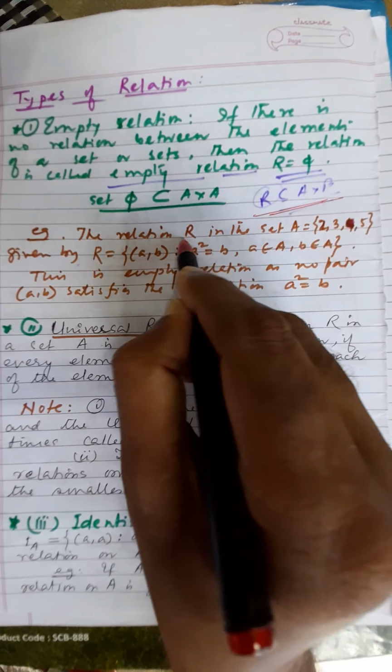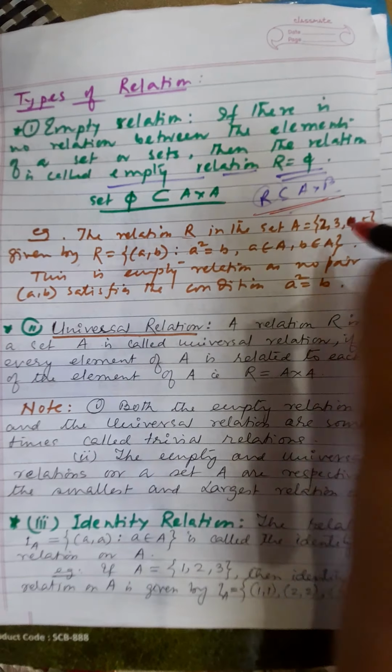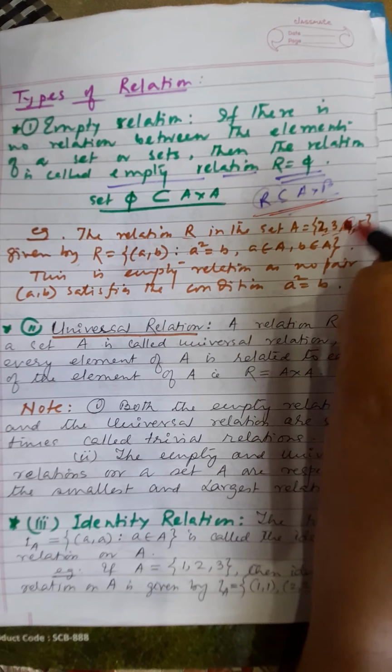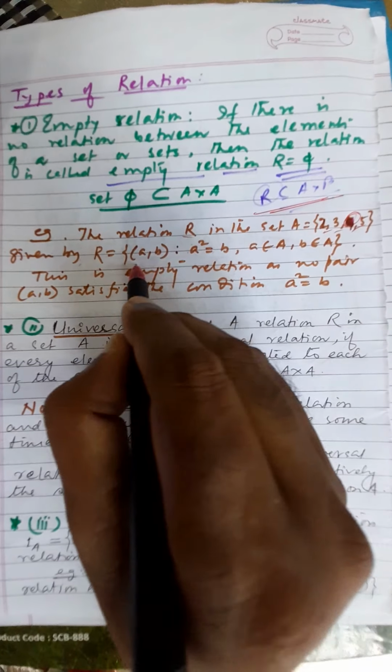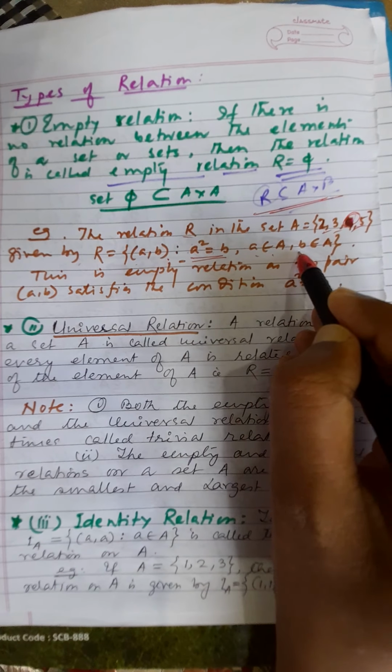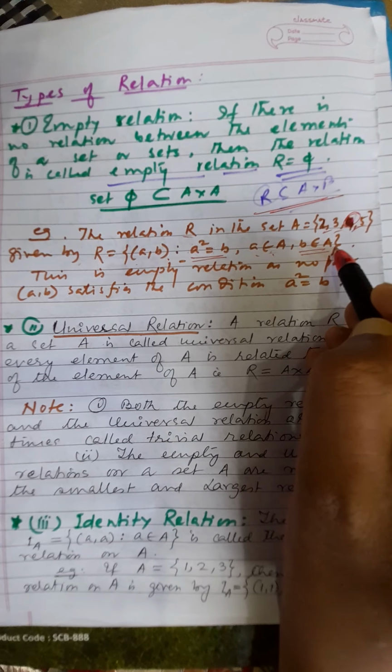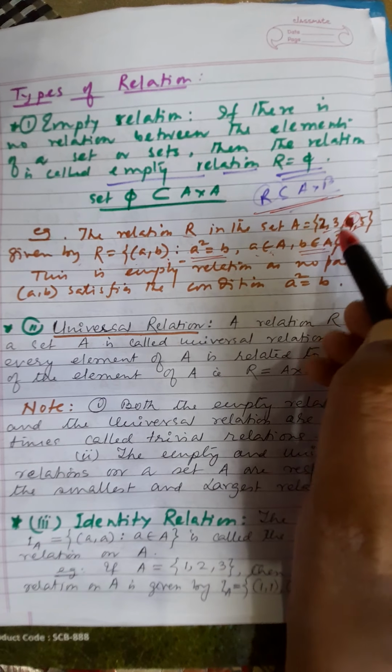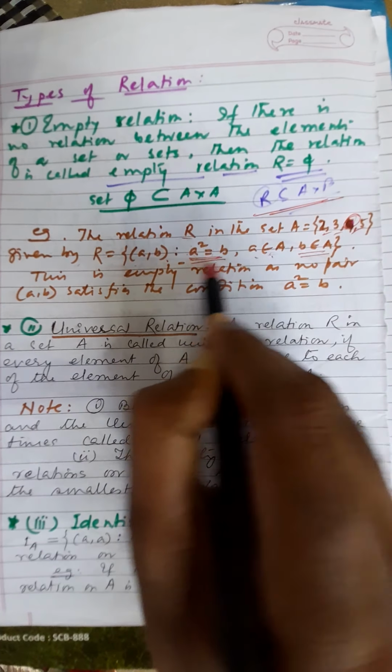So the relation R in the set A is equal to {2, 3, 5}, given by R is equal to {(a, b) such that a square is equal to b}, a belongs to A, b belongs to A. (a, b) belongs to A, both belong to A. But the condition is what? a square is equal to b. The condition is a square is equal to b.